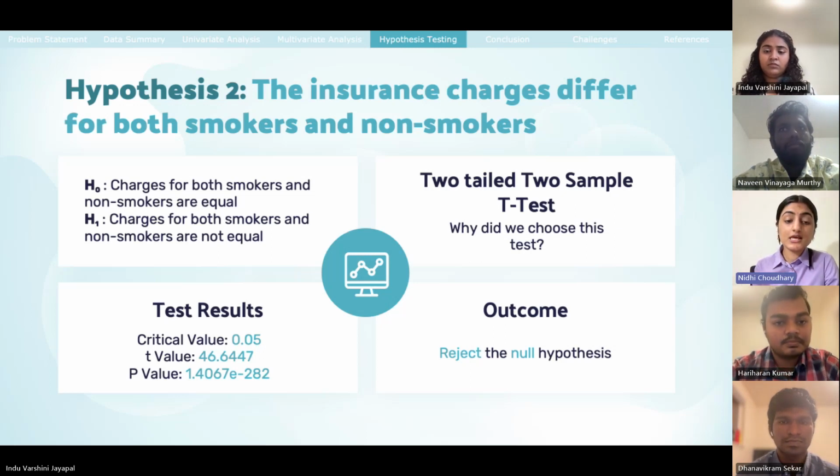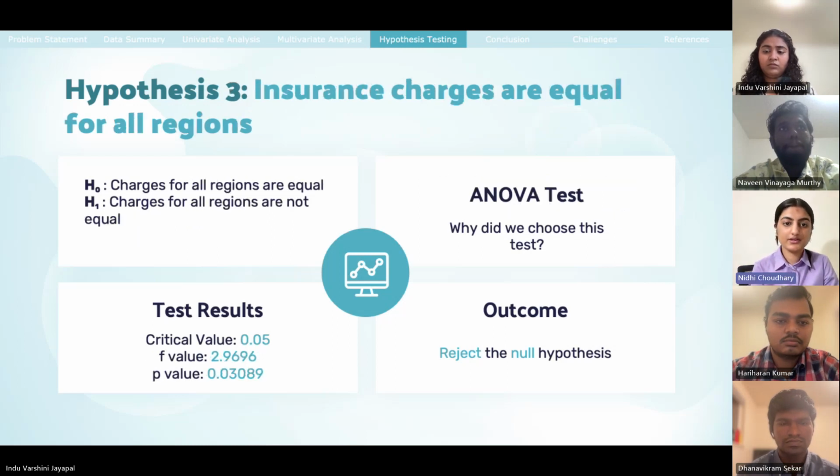These are some of our test results. We have taken our critical value again as 0.05, and our statistic values are t-value 46.6447 and p-value as very, very small, and it is smaller than the critical value. Hence, we can say that we'll reject the null hypothesis and we'll accept the alternate hypothesis. The next hypothesis will be discussed by Hariharan.